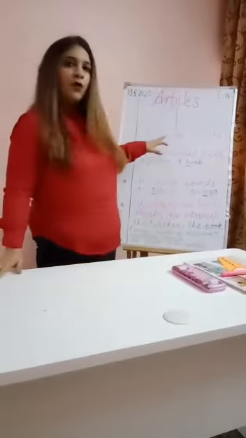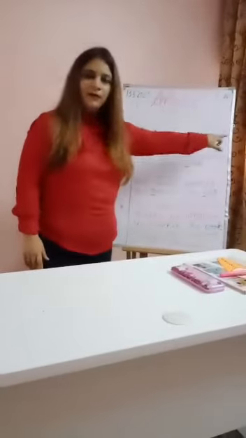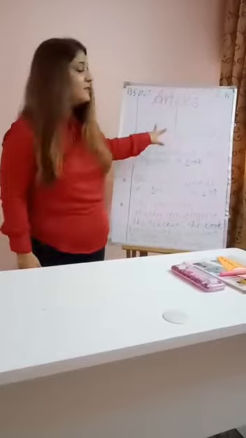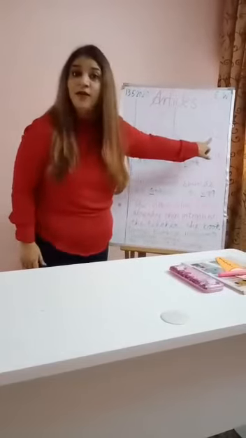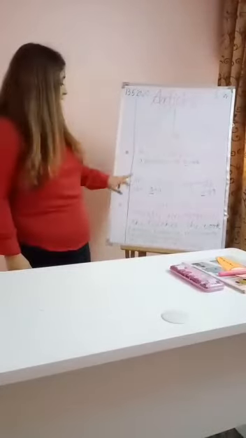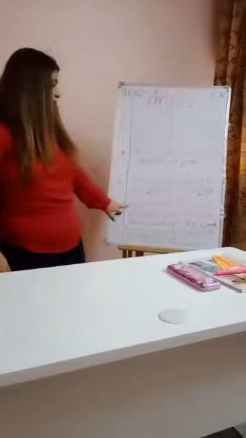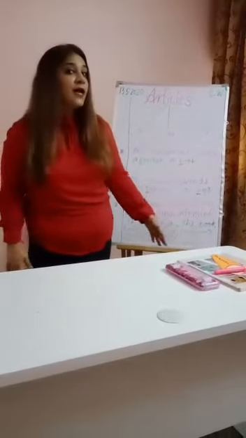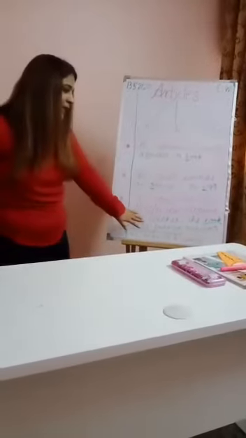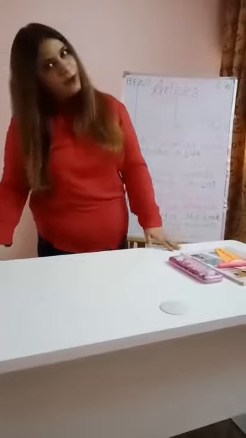Now let me recall one more time. There are three articles: a, an, and the. A and an are indefinite articles, and the is a definite article. A is used with consonant sounds and an is used with vowel sounds. And the is used for the nouns that have already been introduced and with special buildings, monuments, newspapers, the people of a country and holy books.